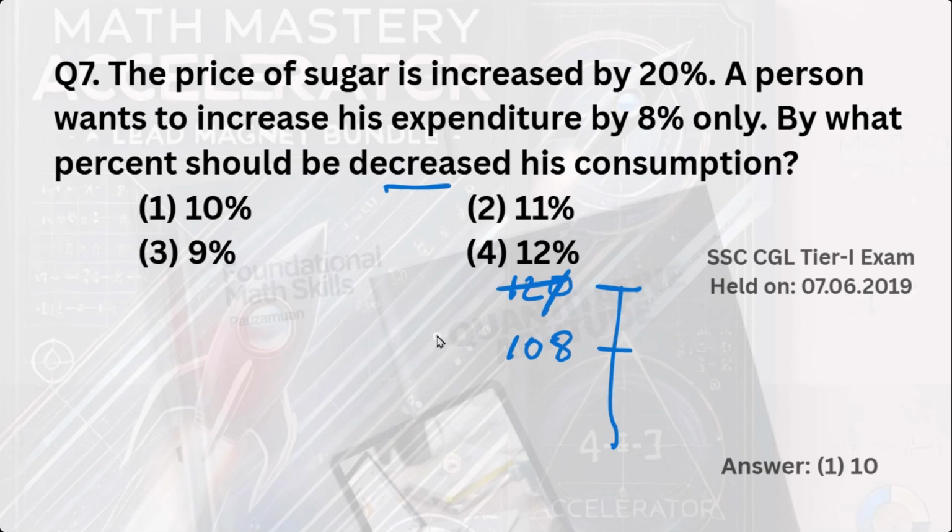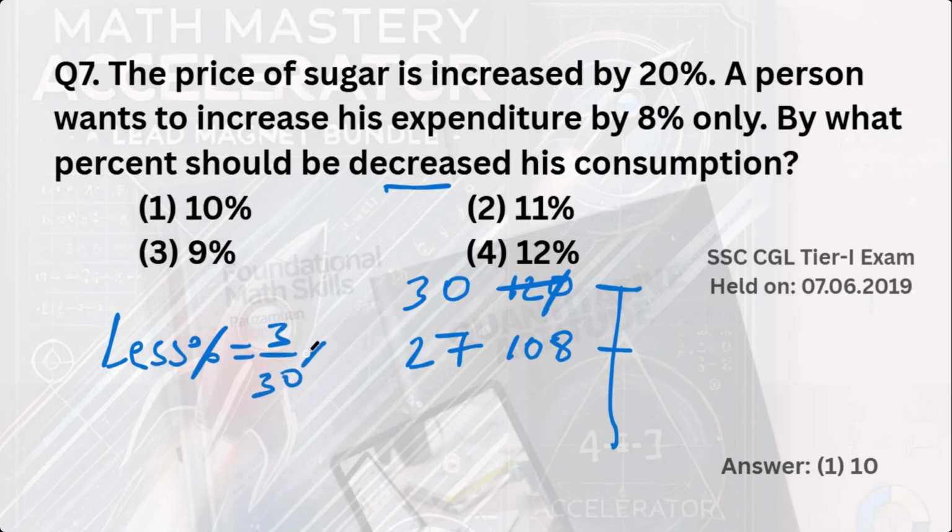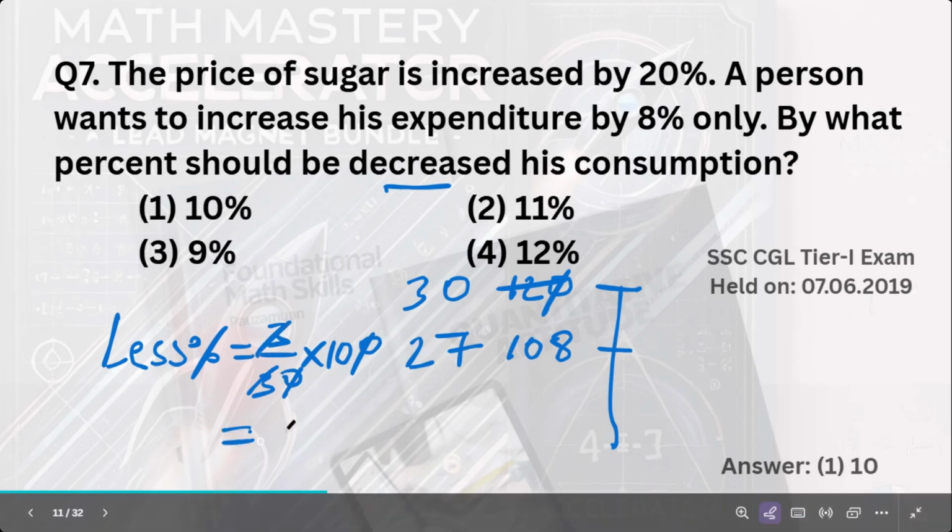I can cancel by 4. 4 threes are 12. 4 twos are 8, 28. 4 sevens are 28. Less percent is 30 minus 27, which is 3, divided by 30, into 100. 0, 0 cancel, 3, 3 cancel. Answer is 10. Option 1 is the right answer.